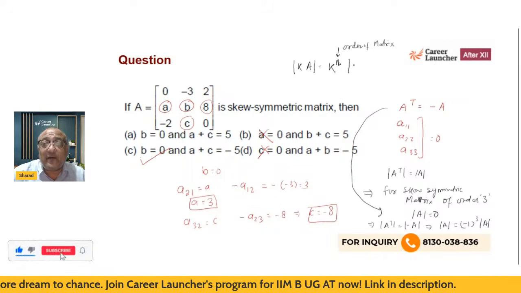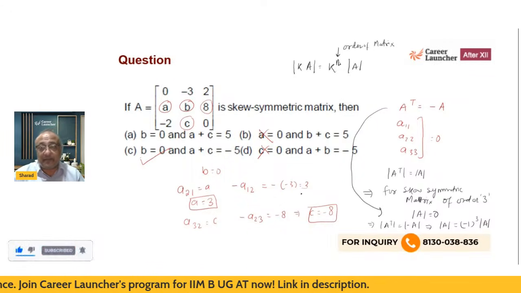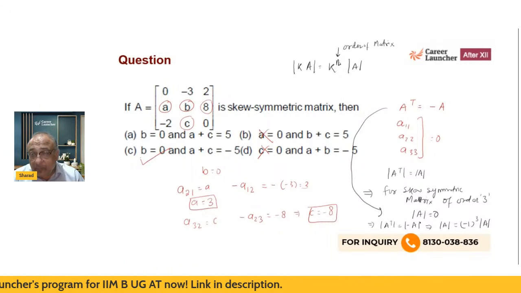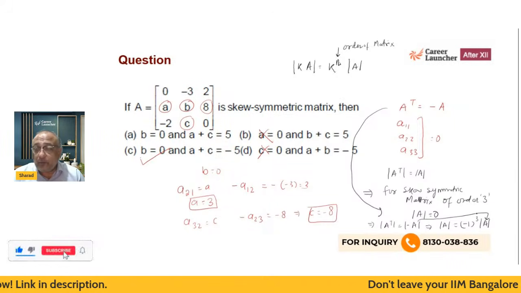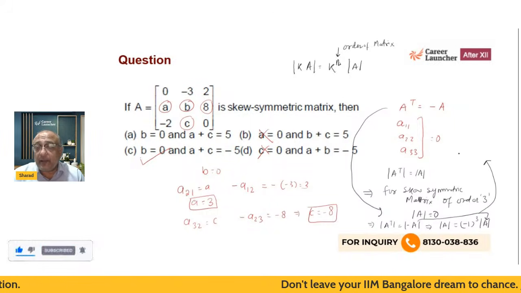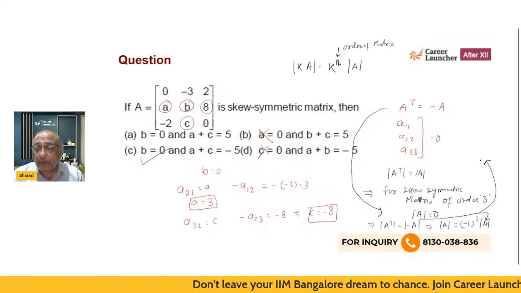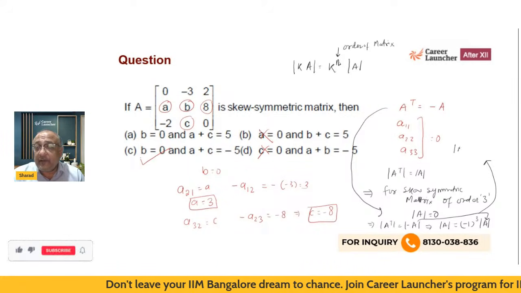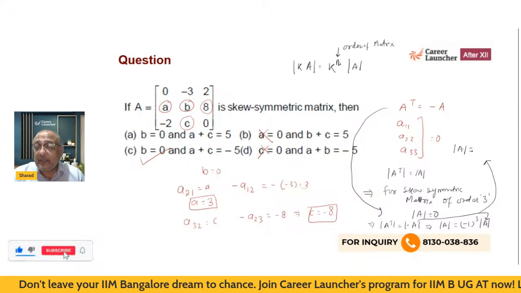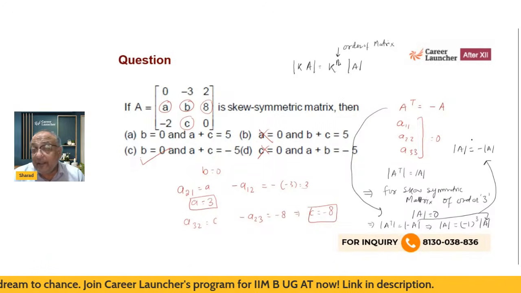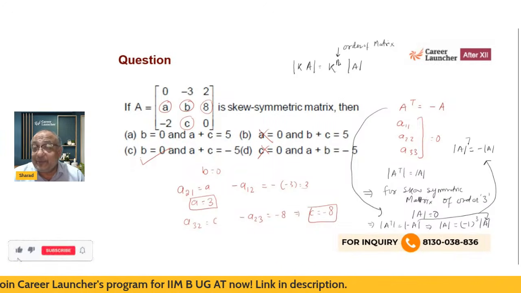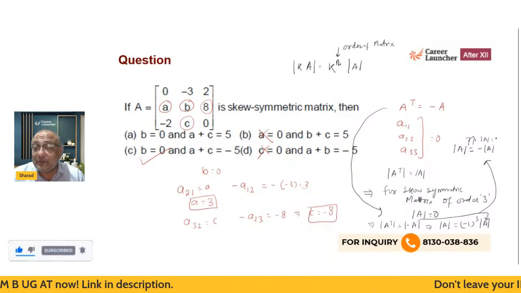K raised to power n and determinant of this one. Here minus 1, from here I have got this part. So just let me come back here. Follow my arrow over here. So I have determinant of A is equal to minus of determinant of A. This is only possible when you have determinant of A is equal to 0.